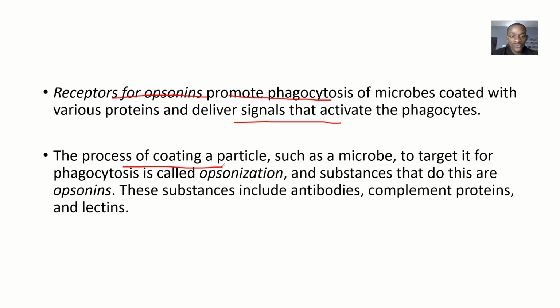So now the process of coating a particle such as a microbe to target it for phagocytosis is what we call opsonization. And the substances that do this are called opsonins. These substances include antibodies, complement proteins, and lectins.